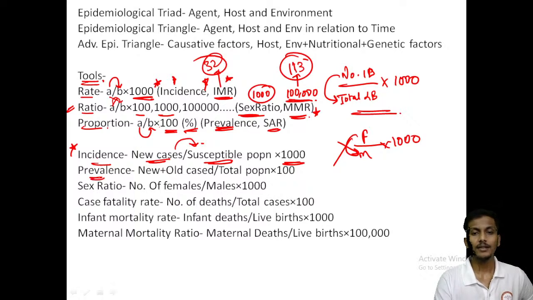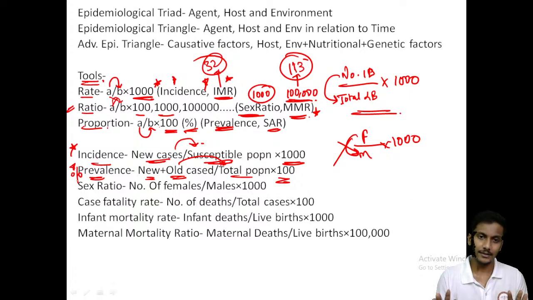Next is your prevalence. What is the formula for prevalence? It is the new as well as the old cases upon the total population into 100. As 100 is the multiplier and A is part of B, therefore prevalence is an example of proportion. So P for prevalence, P for percentage, P for proportion. Remember everything like this.